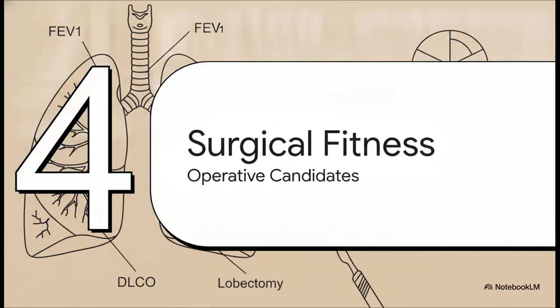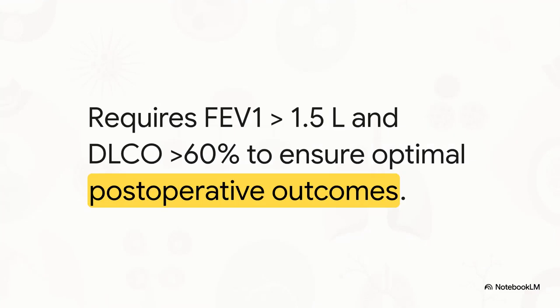Section 4. Surgical fitness for resection. Identifying a resectable lung cancer is only half the battle. You have to know if the patient can handle the surgery. Preoperative pulmonary function testing is mandatory here. A lobectomy is the standard surgical approach for many lung cancers, and FEV1 and DLCO are your absolute best predictors for postoperative outcomes. Generally speaking, a patient can safely tolerate a lobectomy if their FEV1 is above 1.5 liters and their DLCO is greater than 60%.